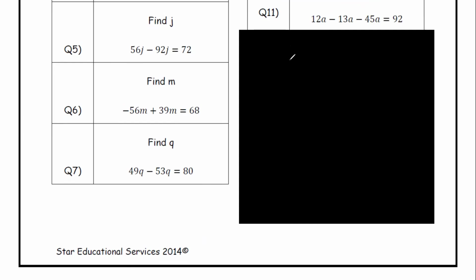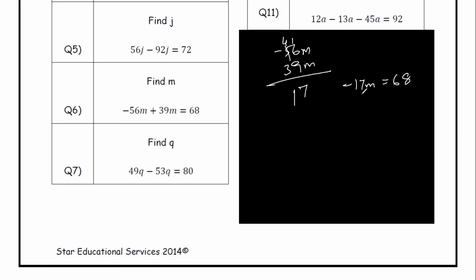Find m. Right, so minus 56m and 39m positive. Okay, so we borrow 1 from 5, got 16, 7 here, 17. So the difference is 17, and it's negative 17m, which is equal to 68.